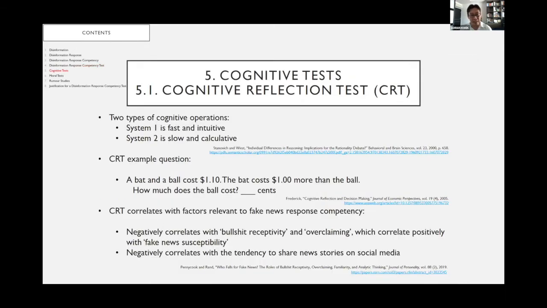We have come to the end of introducing the terms in the title of this presentation. The next few sections have to do with justifying the validity of this test by looking at what's available out there, the alternatives that people have considered trying to use to measure disinformation response competency. The first one here is the CRT, the Cognitive Reflection Test. It's one of the most studied cognitive tests so far. And as I said, I'm not going to go into detail of the test in order to save time.